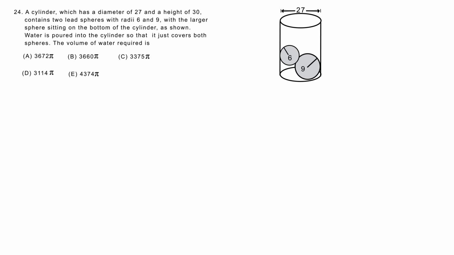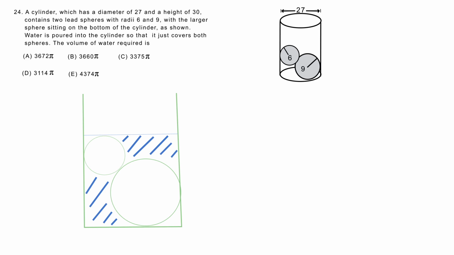So the first thing I'm going to do is draw a cross section of this diagram. So here you have the cylinder and you've got the two lead spheres, just a cross section, and they're going to pour water in so that it covers both of those spheres all the way to the top of that smaller sphere. So both spheres are basically submerged in this water, and basically this is all water now.